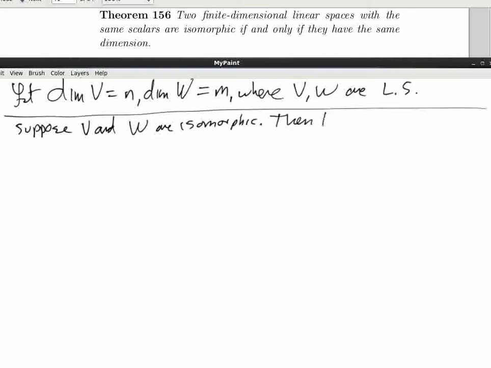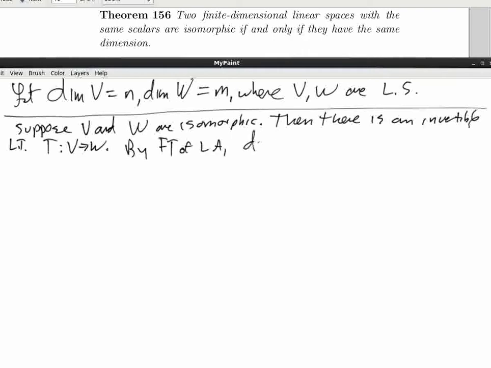Then, by definition of isomorphism, there is an invertible linear transformation T that goes from V to W. By the fundamental theorem of linear algebra, the dimension of the kernel of T plus the dimension of the image of T equals the dimension of the set of inputs. The set of inputs is V.